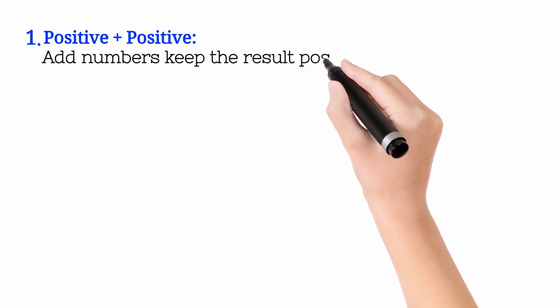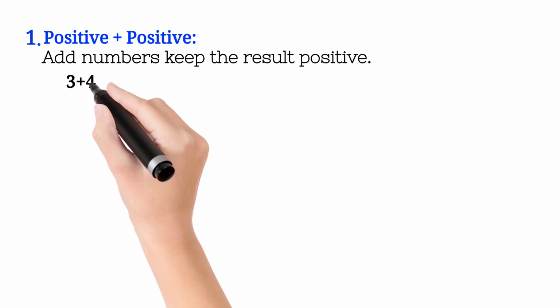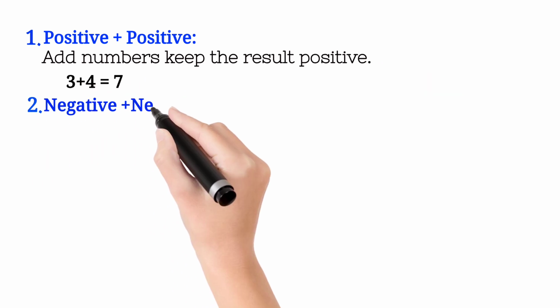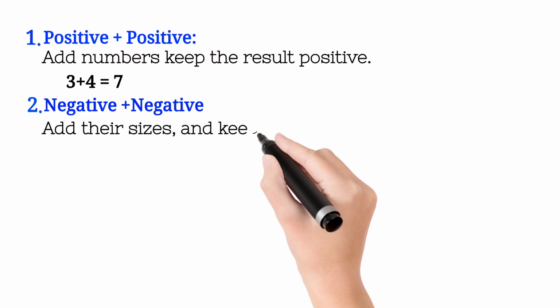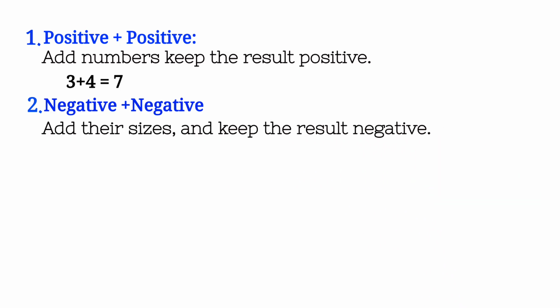Let us start with addition. Case 1, positive plus positive. Add the numbers. Keep the result positive. Examples: 3 + 4 = 7. Case 2, negative plus negative. Add their sizes. Keep the result negative. Examples: -3 + -4 = -7.